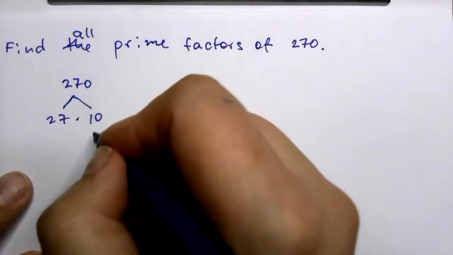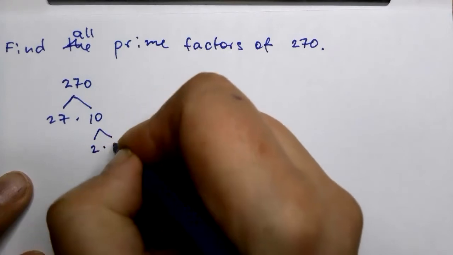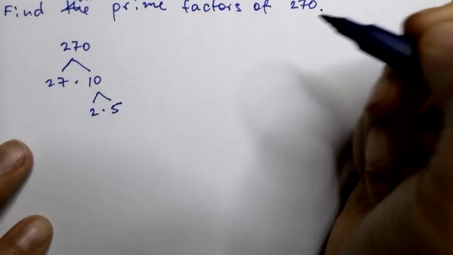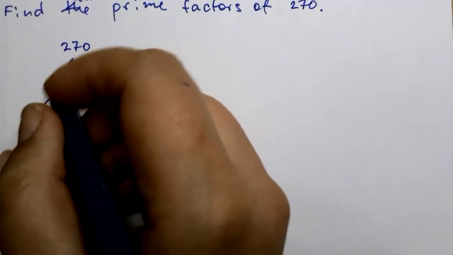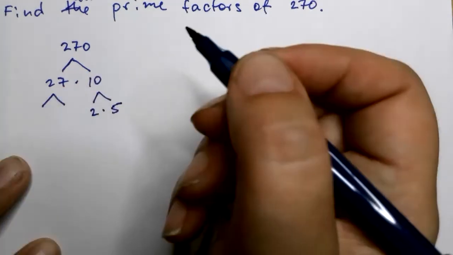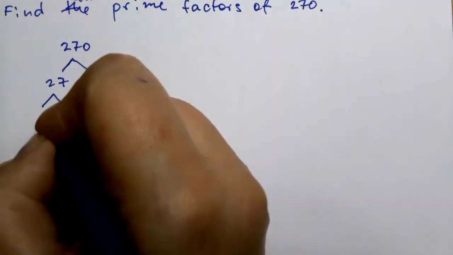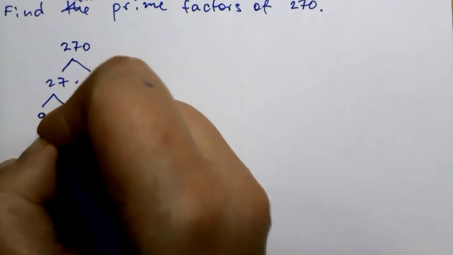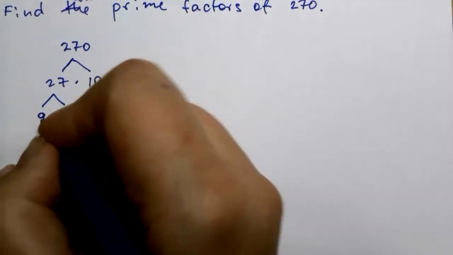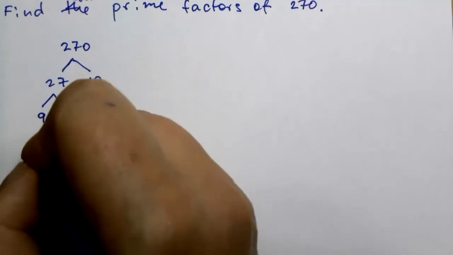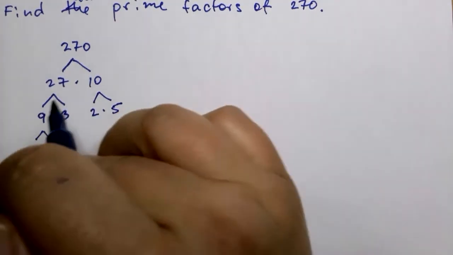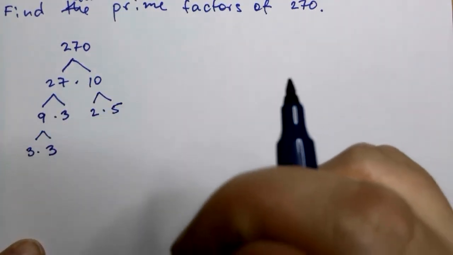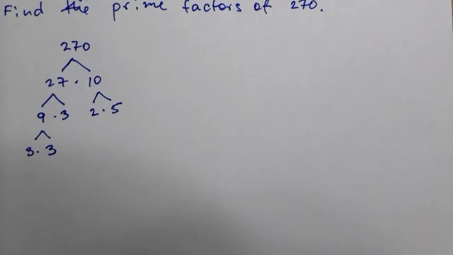So for example, 10 could be divided into 2 times 5, right? And 27 is actually 9 times 3. And then 9 could also be split as 3 times 3. So these numbers that we have on the bottom cannot be split anymore. These are our prime factors.